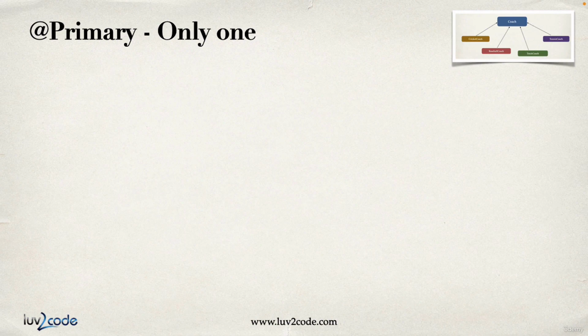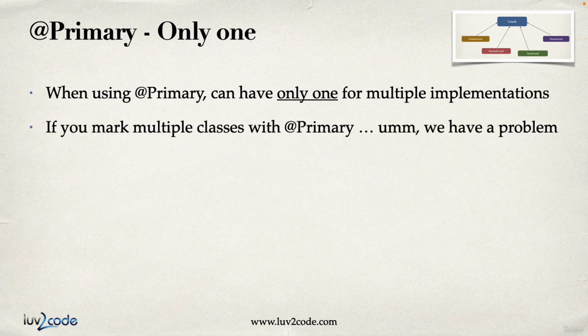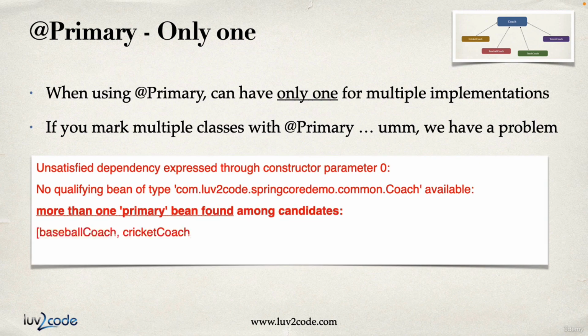There's one caveat here when you're using the primary annotation, and you probably were wondering about this. When using the primary annotation, you can have only one for multiple implementations. If you mark multiple classes with primary, then we have a little problem. When you run your application, the error message will say, hey, more than one primary being found. So Spring will say, I don't know what you want me to do here. There's more than one primary. I'm not sure which one to use, so I'm not going to start. All right, so just have to be aware that you can only mark one class with primary.